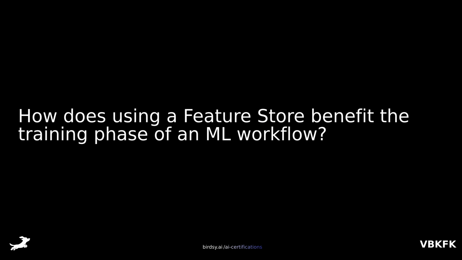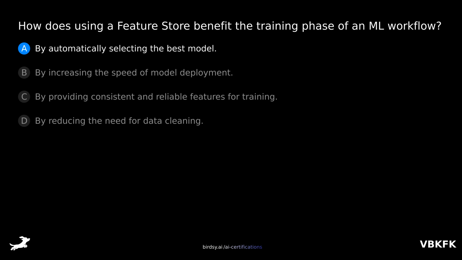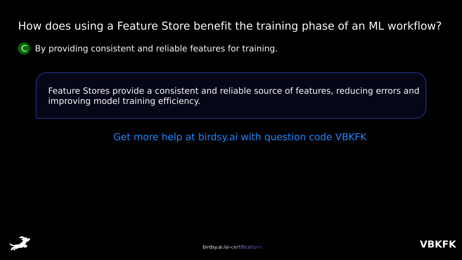How does using a feature store benefit the training phase of an ML workflow? Is it A, by automatically selecting the best model? B, by increasing the speed of model deployment? C, by providing consistent and reliable features for training? Or D, by reducing the need for data cleaning? The answer is C, by providing consistent and reliable features for training. Feature stores provide a consistent and reliable source of features, reducing errors and improving model training efficiency.